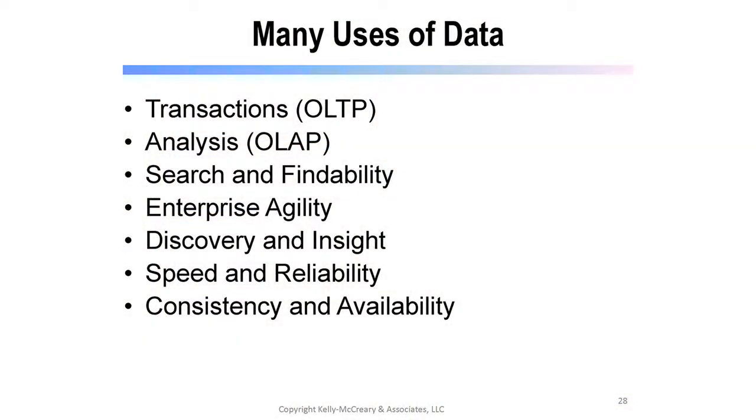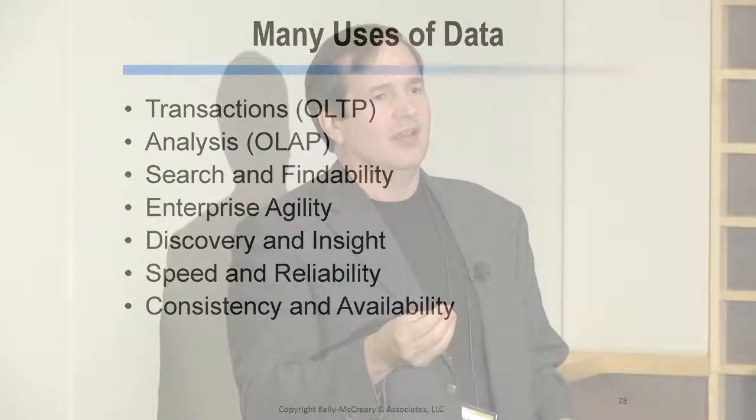The other thing about this data is that people have a variety of different uses of the data. So it's a blooming variety of kinds of data, but then you're also not just doing transactions and analysis. You're also doing search and findability. As we get more and more data, finding things becomes more and more important.